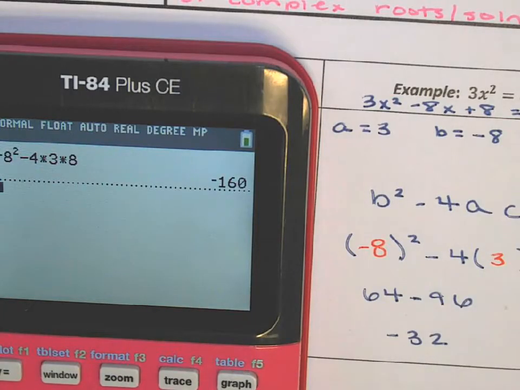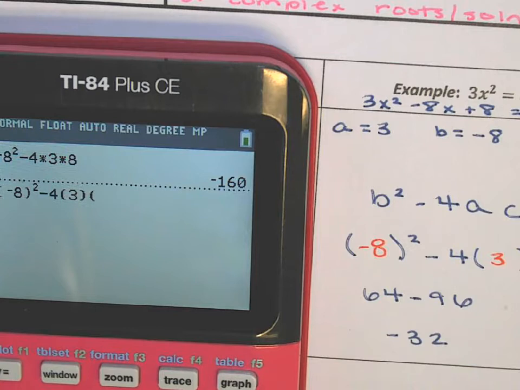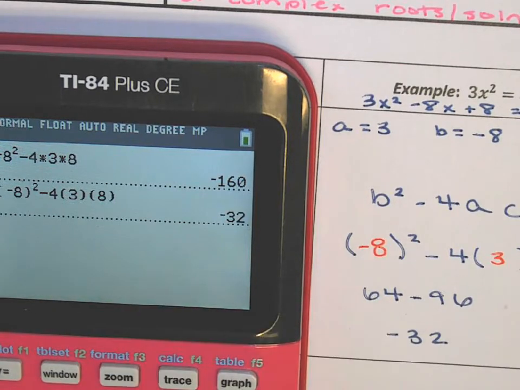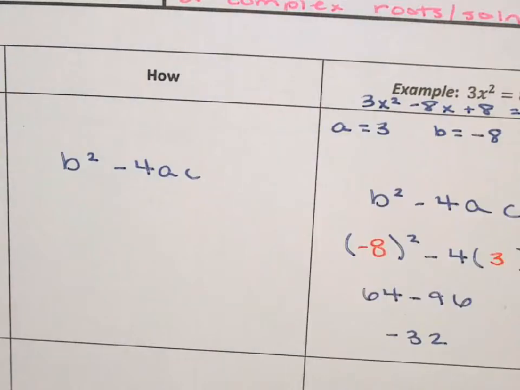Do you see that? So instead, when you type it in, you have to be very careful that your b value is put in parentheses and then you square it. Minus 4 times the a value, which is 3, times the 8. Yes, it will give you negative 32, but you just have to be careful on how you're typing it in. Does that make sense? Okay, you see the difference there? Okay, so that's the value of our discriminant.